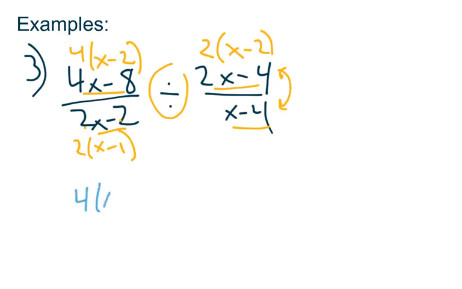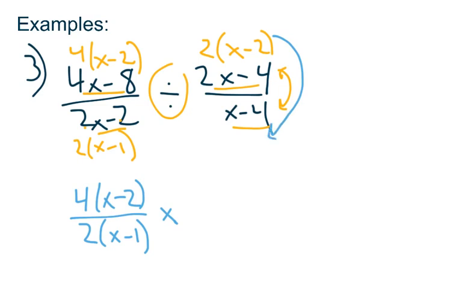4 times the quantity, x minus 2, over 2 times the quantity, x minus 1, times, and I got to flip these. So this guy has to go into the denominator, and the other guy's going to the numerator. So x minus 4, over 2 times the quantity, x minus 2. If you want to, it might be easier to do the flipping and then do the factoring. All right, now let's see what we have.